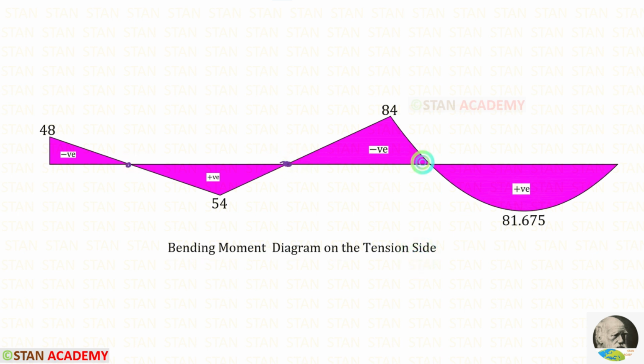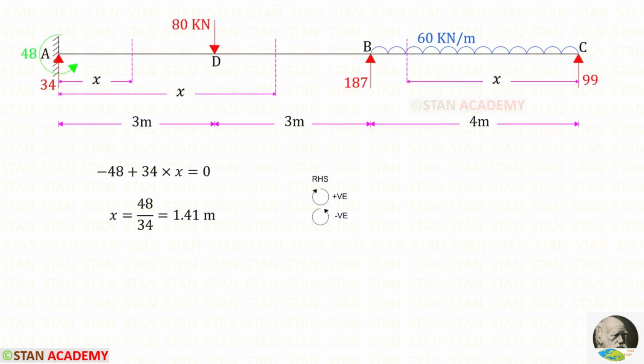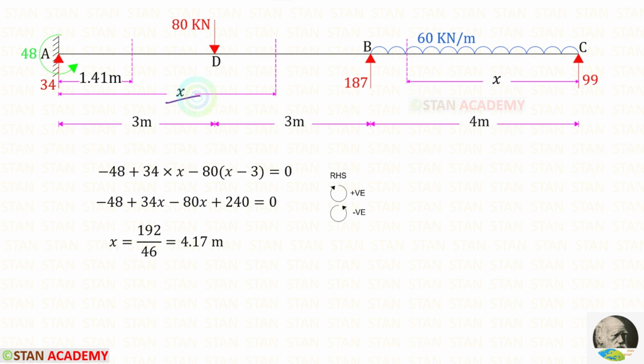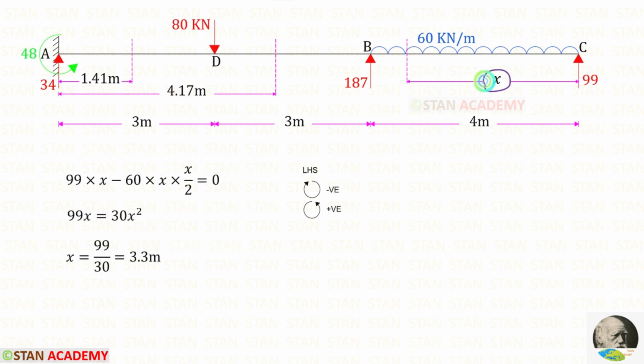In these 3 points, the bending moment becomes 0. These are the points of contraflexure. We can make sections in these 3 points and find the distances. You can see that in those points I have made sections. Using right hand side rule, we can find this distance. For that we will get 1.41. To find this distance x, again we can use right hand side rule. Using that we will get 4.17. Then to find this distance x, we can use left hand side rule. Using that rule we will get 3.3 meter.